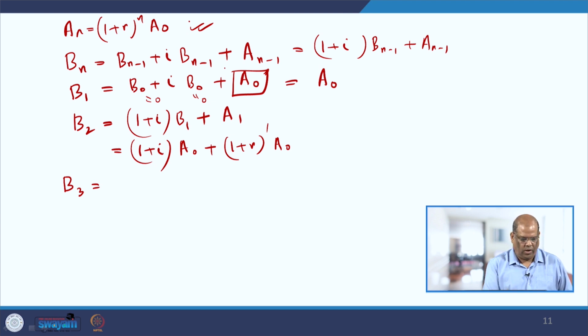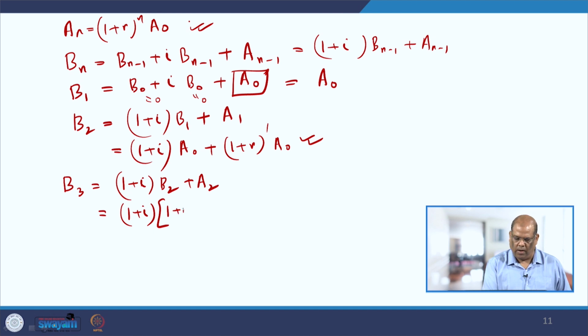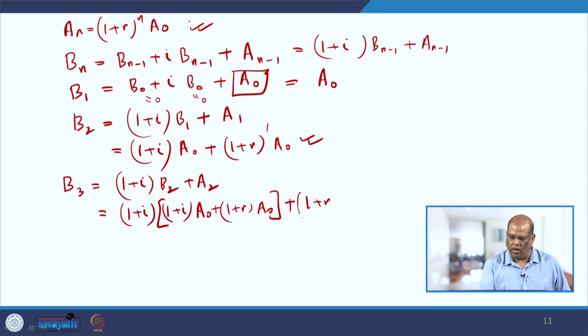So, if I substitute it here, I will get (1+i) into B2 plus A2, and this will be (1+i). So B2 is this, which is (1+i) into [A0 plus (1+r) into A0], plus your A2 gives (1+r)² into A0.